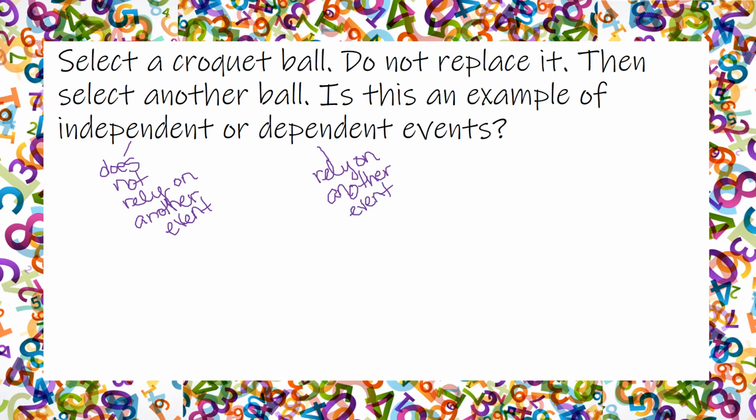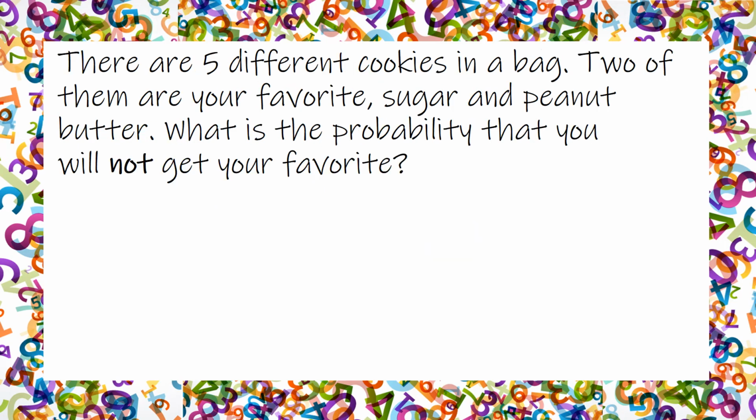Okay, so let's look at this. If you do not replace the croquet ball, so let's pretend there were 10 croquet balls to begin with, and you selected one out. Now there's only 9. Okay, so that does tell me that this is a dependent event because you're not going to have the same probability that you would the first time because it depended on if you replaced.